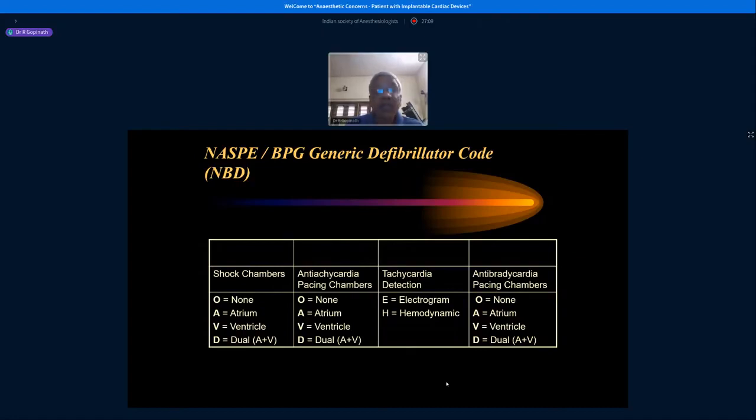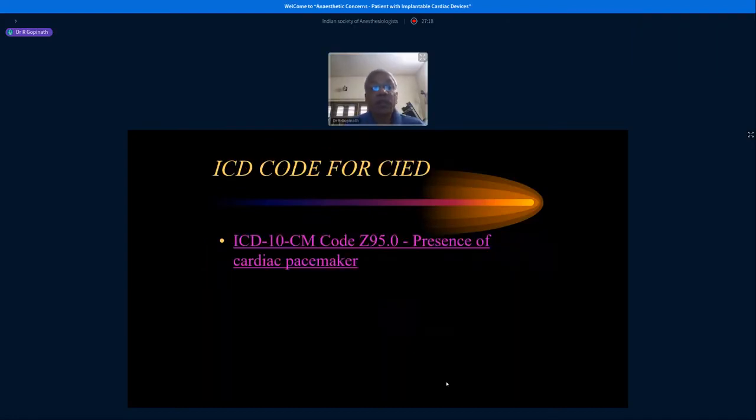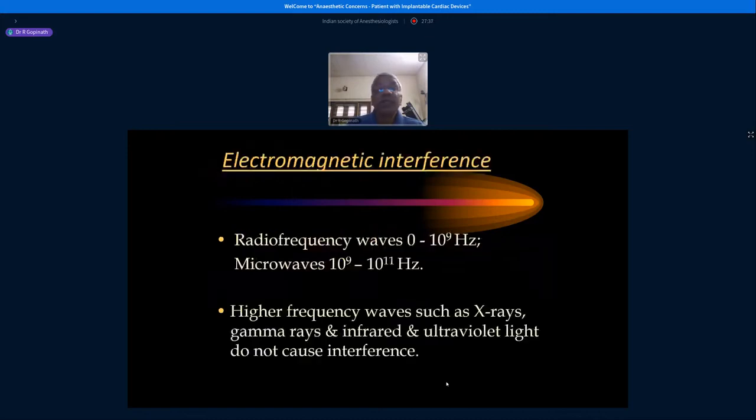One we saw was for the classification of the pacemakers or the cardiac implantable electrical devices. The second is for this. Most hospitals, especially corporate hospitals or those with NABH accreditation or JCI accreditation, use the ICD code. So the ICD code for CIED is ICD-10-CM code Z95, which indicates the presence of a cardiac pacemaker.